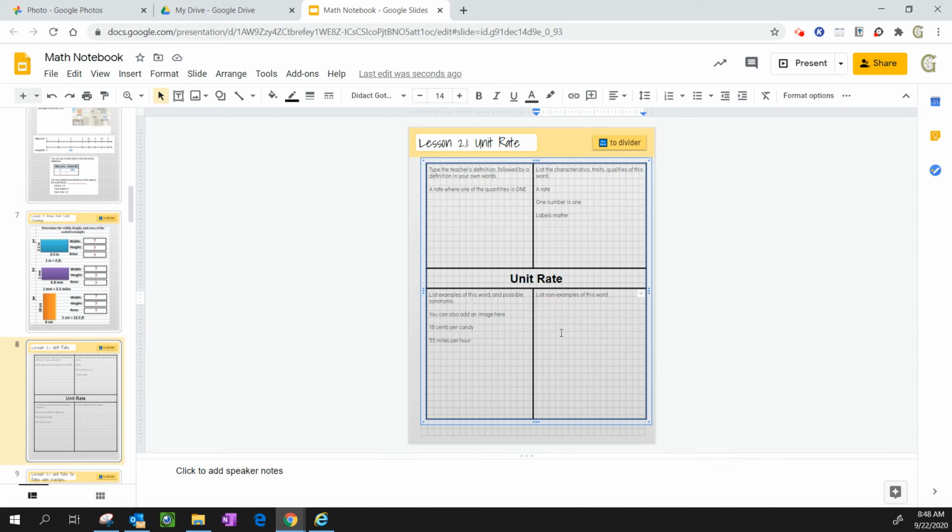Okay. Non-examples of this word would be anything that's a rate that doesn't have a 1 in it. So let's say that you can run 2 miles in 15 minutes. Okay. It's still a rate because it's comparing those two quantities, but it's not a unit rate because it doesn't have a 1 in it. So go ahead and make sure you have all this information in your notes and then use your notes to help you answer the questions at the end of this video.